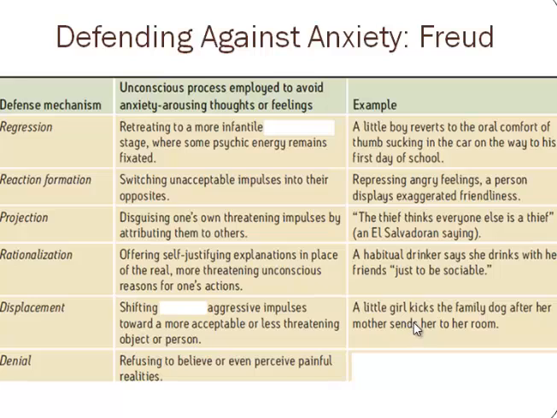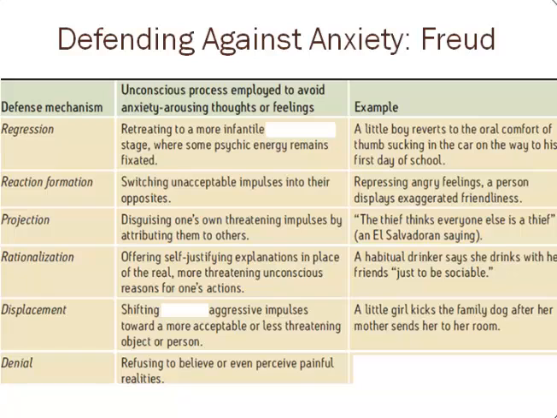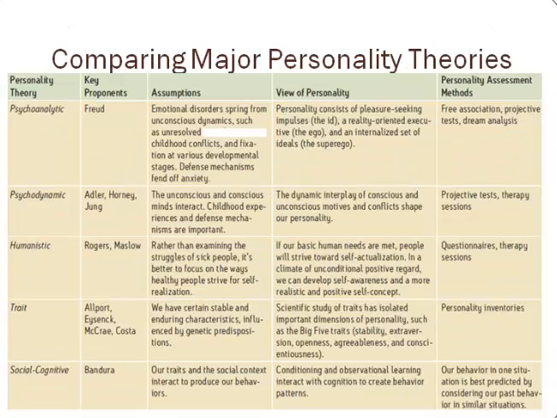A little girl kicks the family dog after her mother sends her to her room. Basically, she's taking her aggression out on somebody else. Again, that could be bad when you're taking it out on your dog, or it could be good when you're taking it out on your punching bag, or you're taking it out on your pillow. That could be okay. Denial is, of course, refusing to believe even painful realities. I think we all understand what that is. We've seen people in denial. Maybe we've been in denial every once in a while. That's just a way of life. People do deny things because the realities are painful and they just can't deal with them for whatever reason.